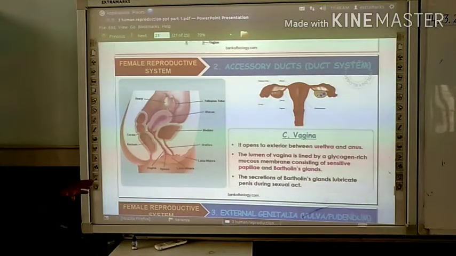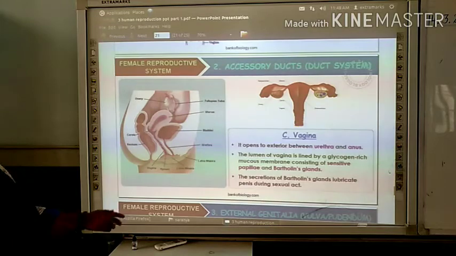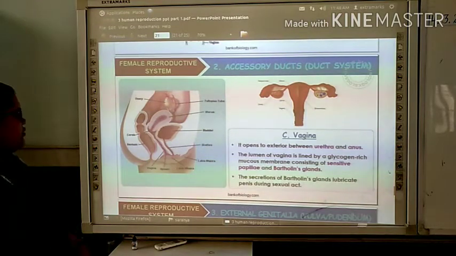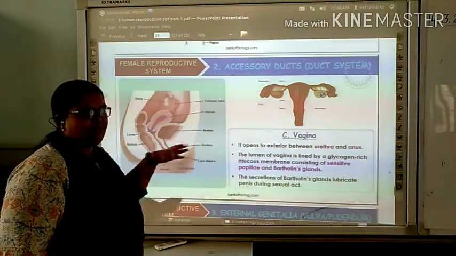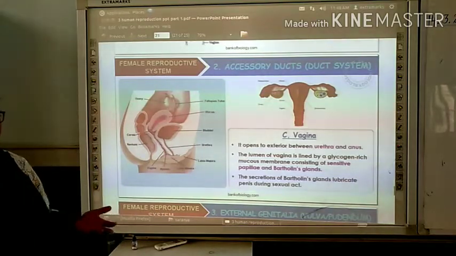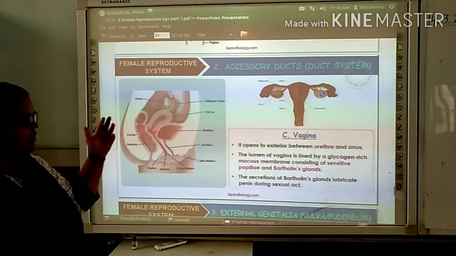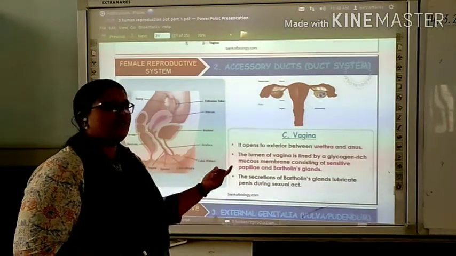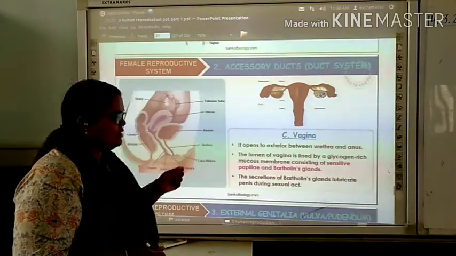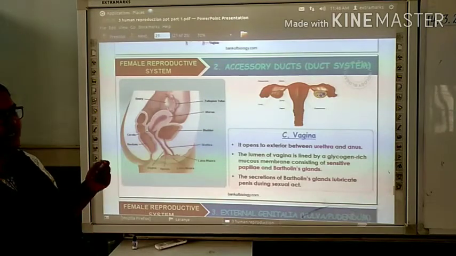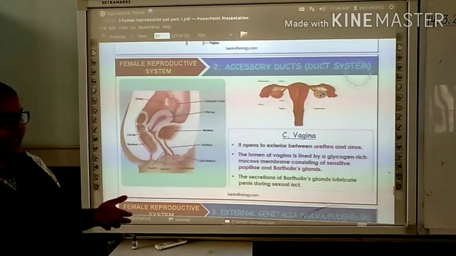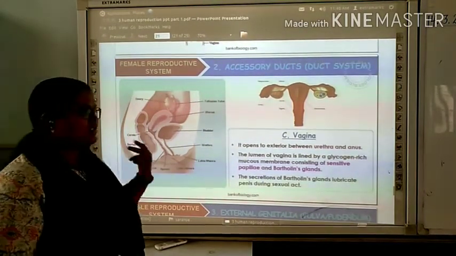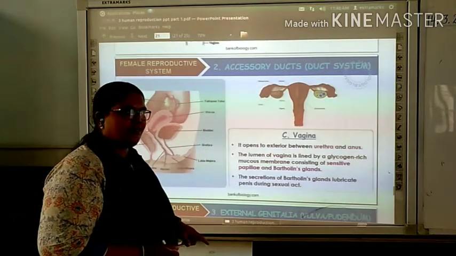Now the last part of the accessory duct is the vagina. The vagina is the opening to the exterior. We can say that it opens to the exterior between the urethra and the anus. The urethra is the one through which a female ejects urine, and the anus is for the stool. In between there is an opening, and that is the vagina.